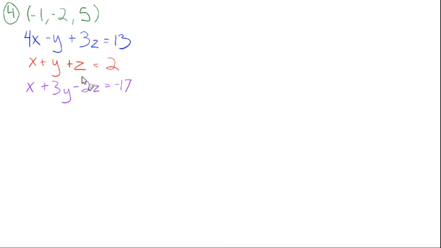We're just going to do one of these because it's kind of a tedious process, and just a way to show what a solution is. So we'll plug in these values: 4 times -1 for x, minus y, which will be -2, plus 3 times z, which is 5. What does that equal? Well, that's -4 plus 2 plus 15. Okay, and -4 plus 2, that's a net -2. And -2 plus 15 is 13.